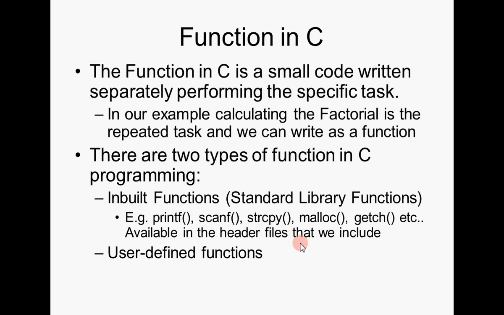As we see in our last example, the factorial is to be calculated again and again. So it is a better option that this repeated task is written using a function in C. To write a function in C, we have to see the different types of functions. There are two basic types of functions in C: one is the inbuilt function and the other is the user-defined function.